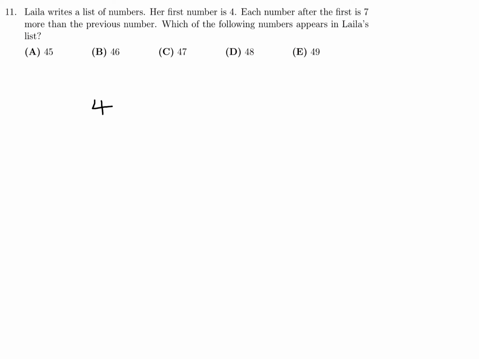4, and then we keep adding 7, right? So it'll be 11, then 18, then 25, then 32, then 39, and then 46. So 46 will appear in her list. Therefore, number 11, the answer is B.